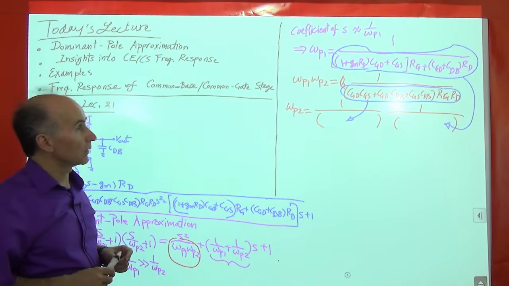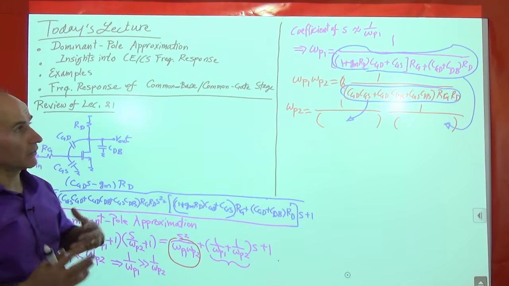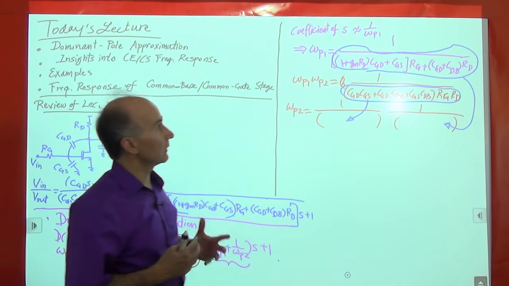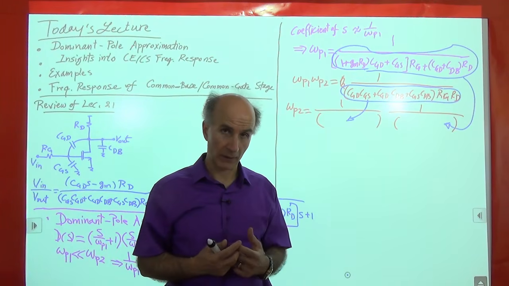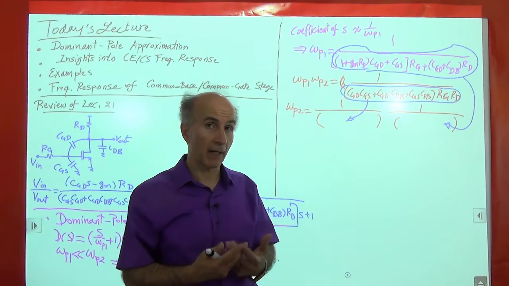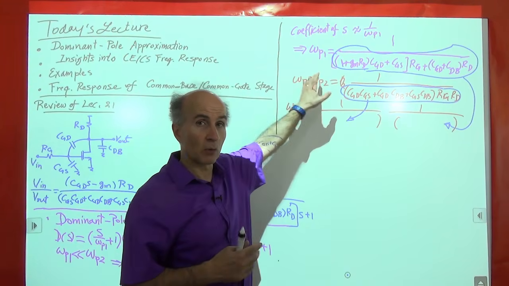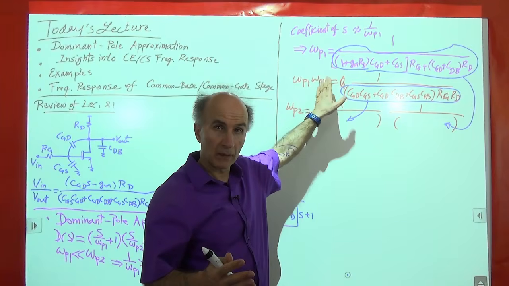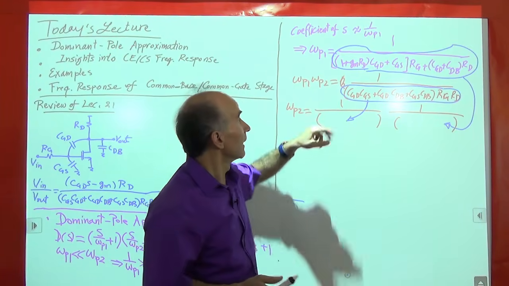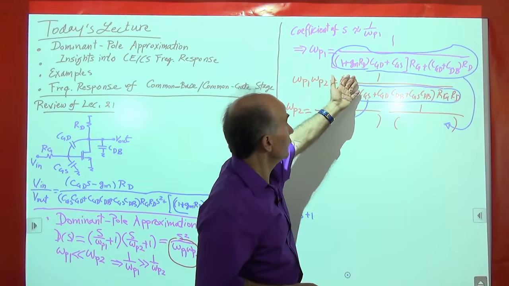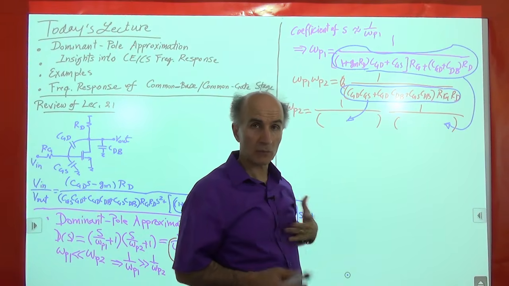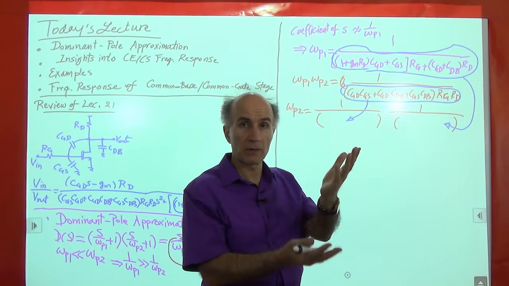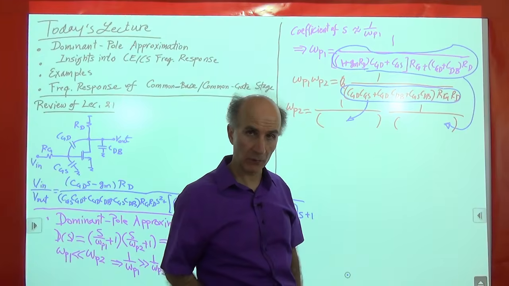Okay, so the dominant pole approximation allows us to also see some interesting trade-offs, some trends in the circuit. Because we have found the dominant pole, which is the most critical pole in terms of bandwidth, as a function of basic circuit parameters. So I can see what I can do with different circuit parameters and then see what happens to the first pole.